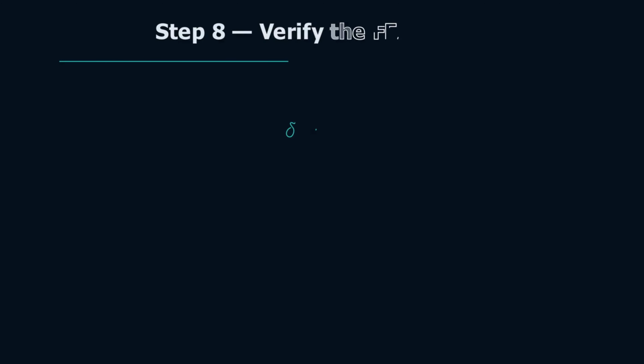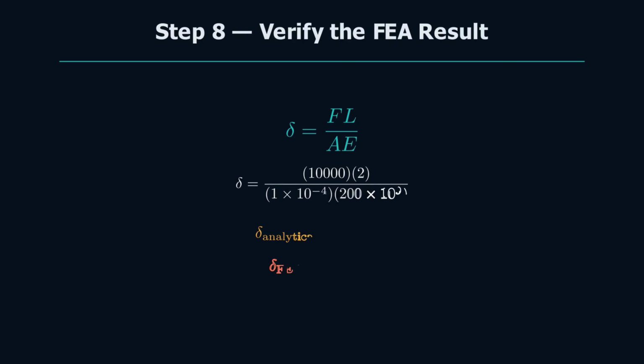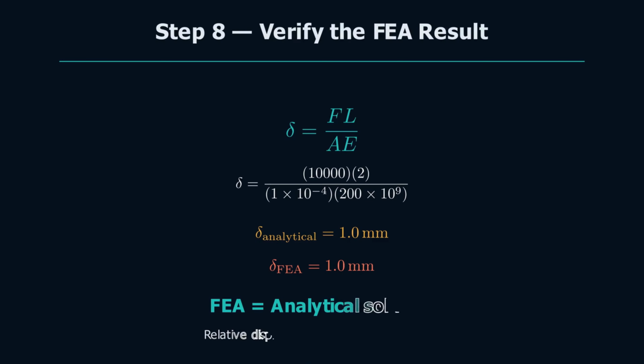A good engineering calculation should always be checked. For a uniform axial bar, we already know the classical solution: the tip displacement is FL divided by AE. Using the same physical parameters gives a displacement of exactly 1 millimeter. Our finite element solution is also 1 millimeter. The numerical and analytical solutions agree, with essentially 0 error for this simple problem.